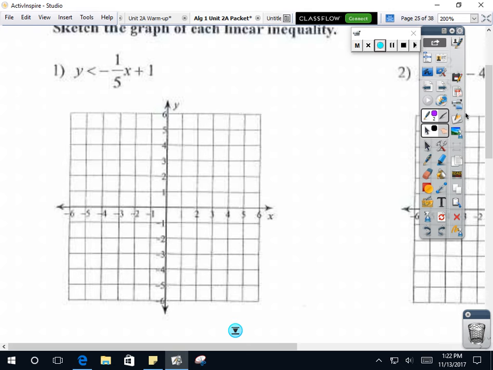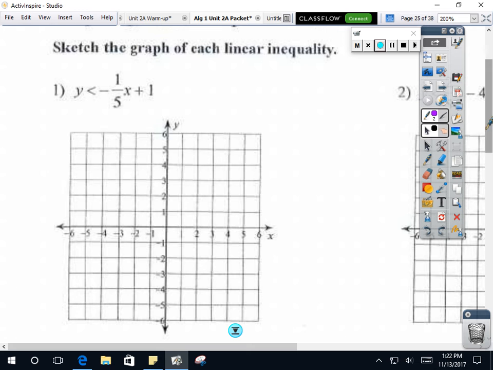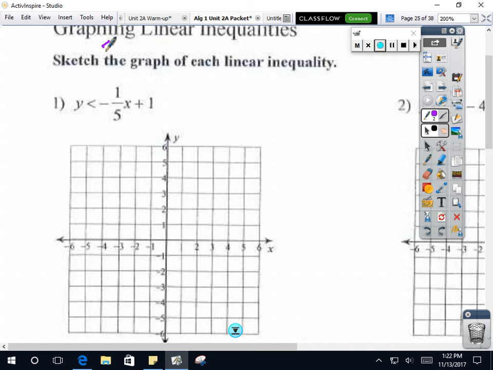So last week we were learning how to graph linear equations. This week we're going to learn how to graph linear inequalities. The difference is the sign. Last week all of them were just equals. This week we have inequality symbols. The symbols are less than, greater than, less than or equal to, greater than or equal to. That's why they're called linear inequalities, because we have an inequality sign instead of an equal sign. We graph them the same way though.